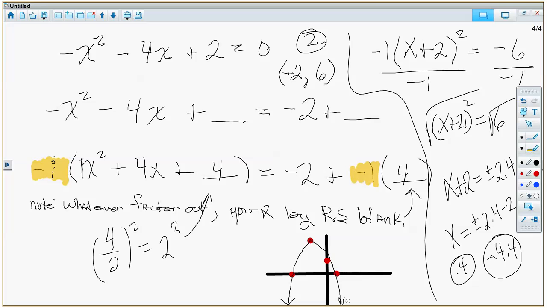Now, what's the domain? Good job. What's the range? Negative infinity to what? To 6. Good. What is increasing? Negative infinity to negative 2. Decreasing from there.